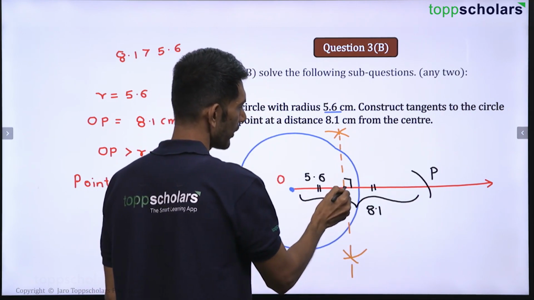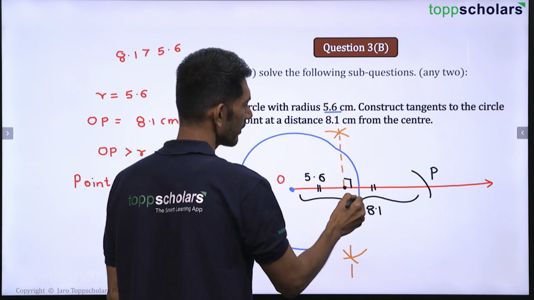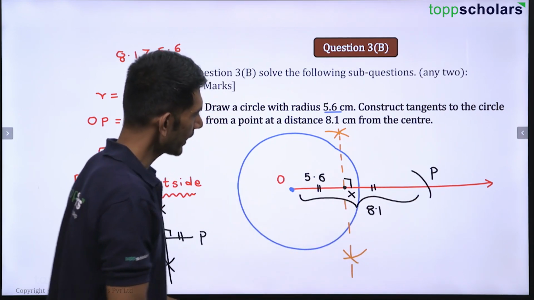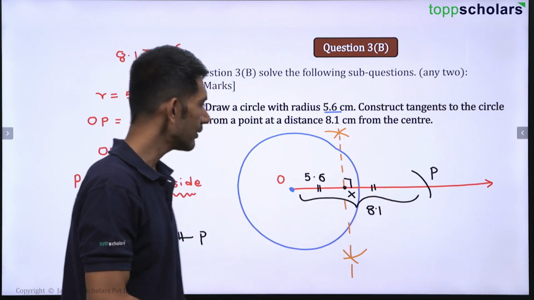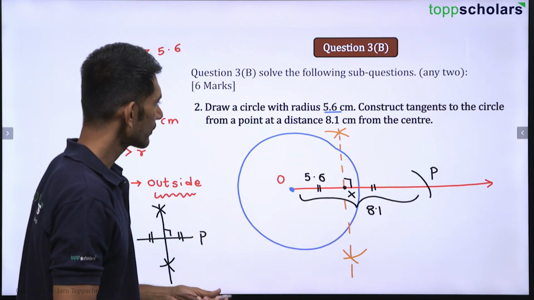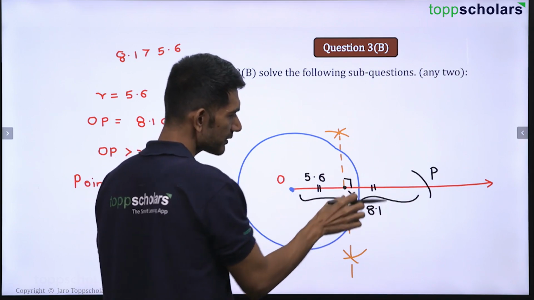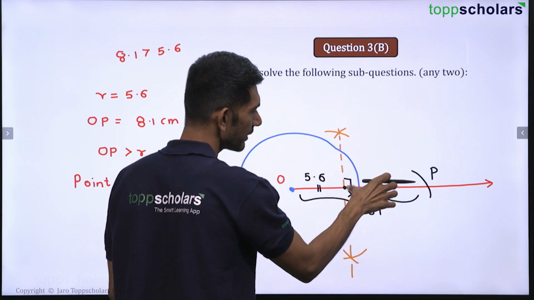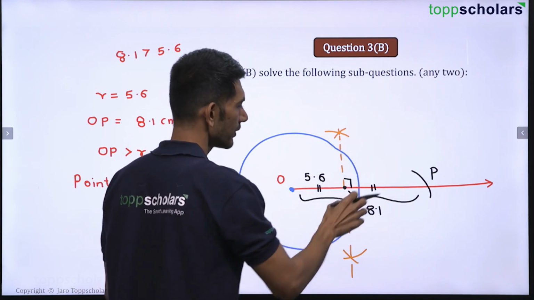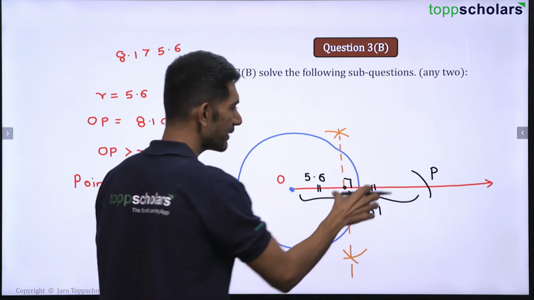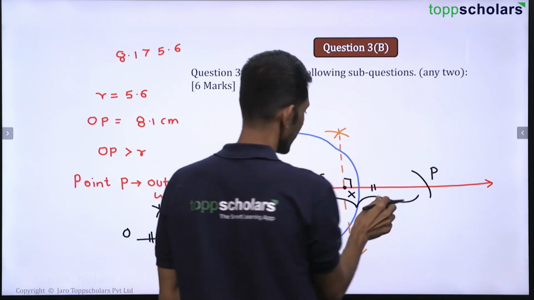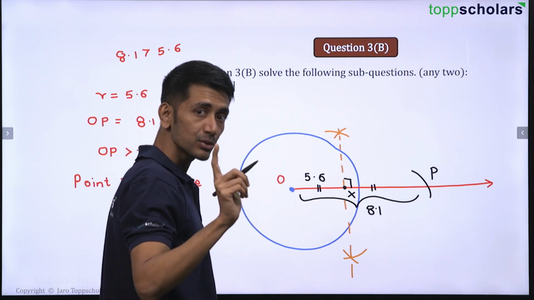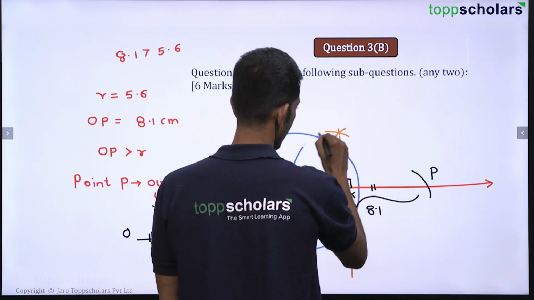Now suppose this point is say point X. Now can I say OX and OP are equal? Now what you do is, place your compass at X and pencil at P and draw one more circle. See, obviously, these two are equal, so it will pass through the center, right?